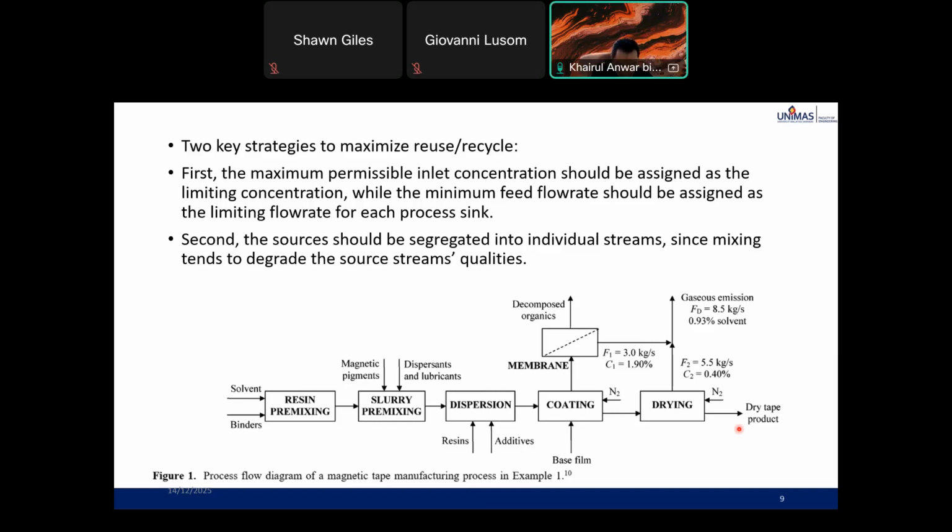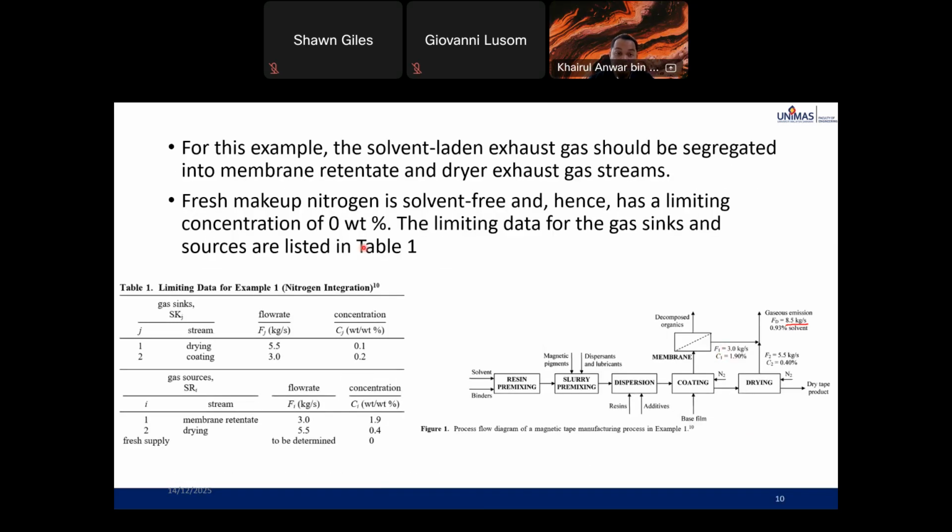For this example, the solvent-laden exhaust gas should be segregated into membrane retentate and dryer exhaust gas. A fresh makeup nitrogen is solvent-free and hence has a limiting concentration of 0 weight percent. Okay, so the fresh nitrogen is 0 weight percent. This is based on the paper. Meaning that the inlet for nitrogen here is 0 weight percent, the highest purity.